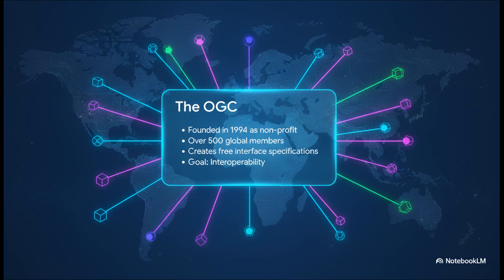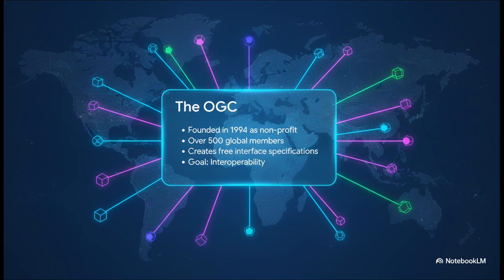Enter the Open Geospatial Consortium, or OGC for short. Founded back in 1994, this nonprofit organization boasts over 500 members from across the tech industry, government administrations, and universities. What they do is create freely available interface specifications. The crucial takeaway here is their ultimate goal: interoperability.